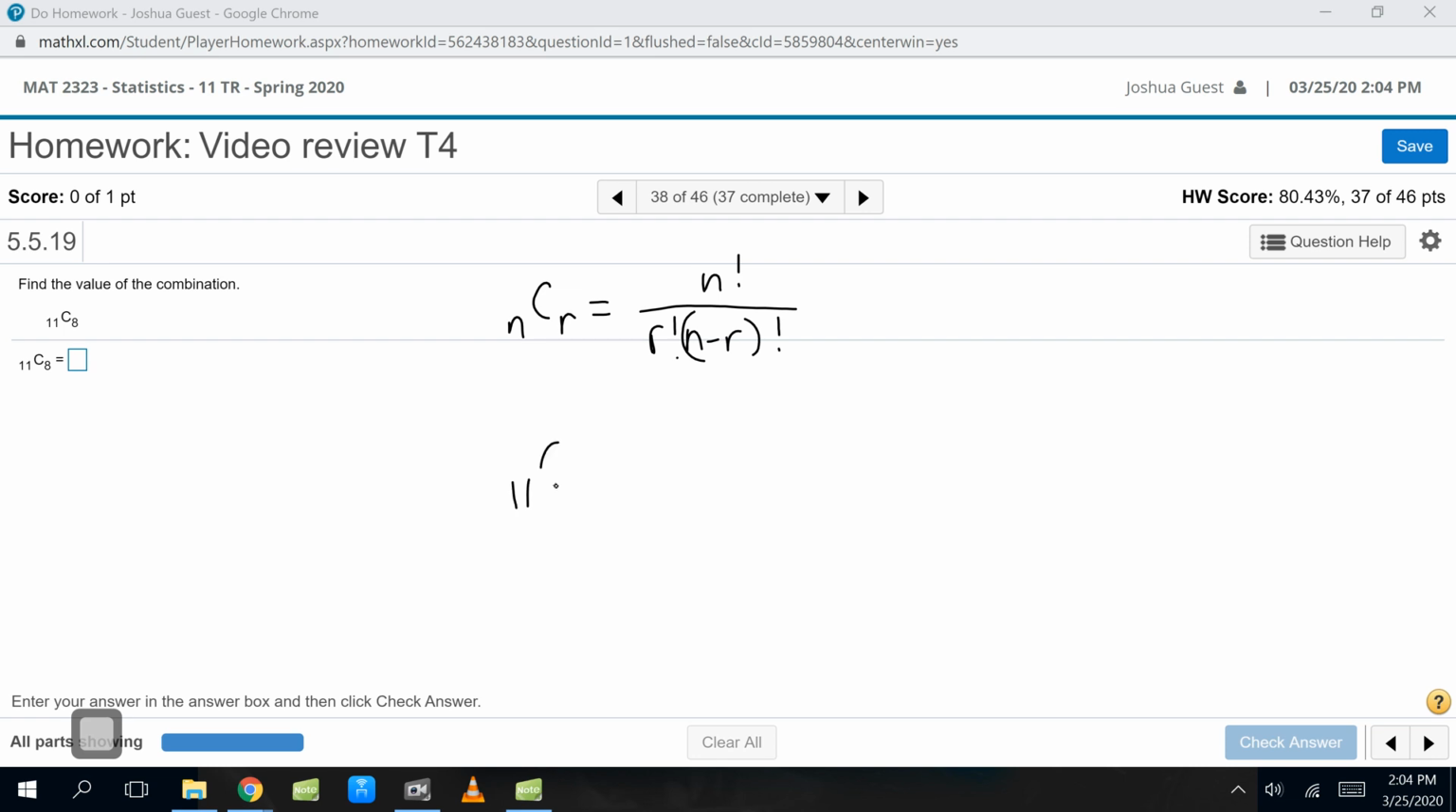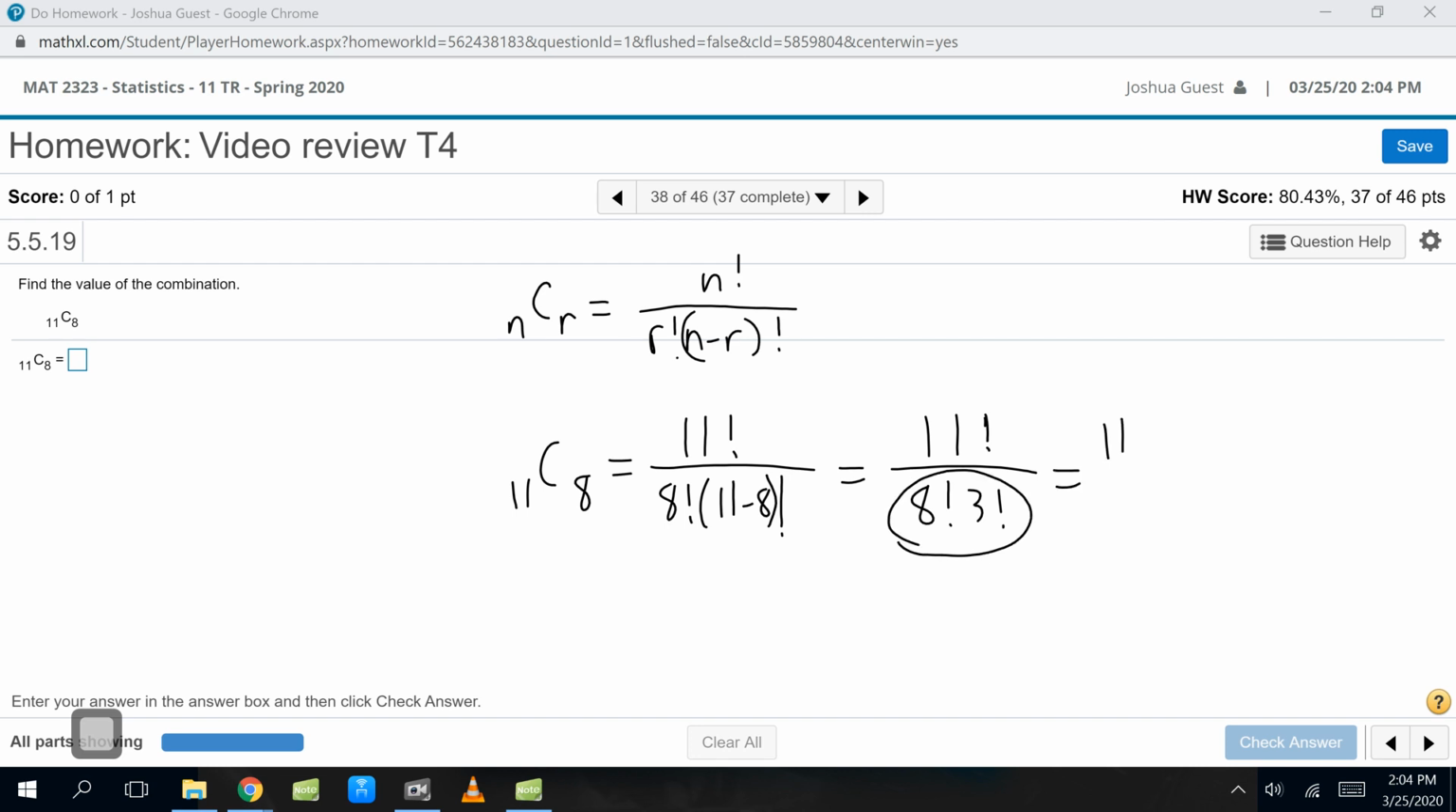So here in this one, 11C8. Again, I have a button on my calculator. Just hit it and it works. But otherwise, I'm going to do 11 factorial over 8 factorial and 11 minus 8 factorial, which is going to be 11 factorial over 8 factorial, 3 factorial. And again, which one of these is bigger down here? 8. So I'm going to say 11 times 10 times 9 times 8 factorial over 8 factorial times 3 times 2 times 1. I left my 8 factorials because they divide out. Why write 8 times all the way down to 1? So those divide out. And I look for 11, 10, 9 over 3, 2, 1.